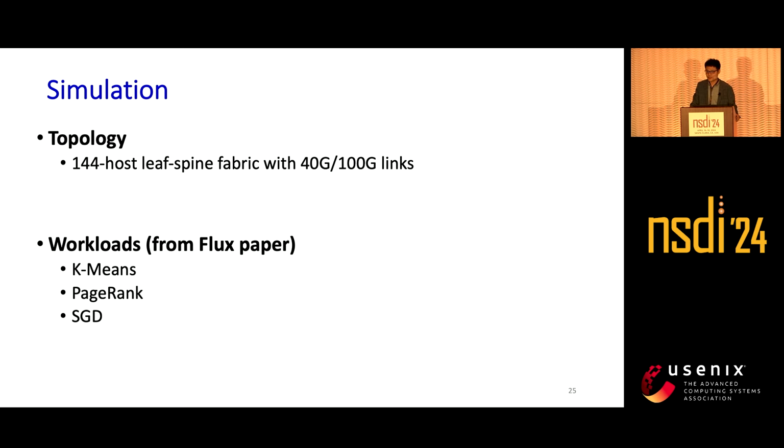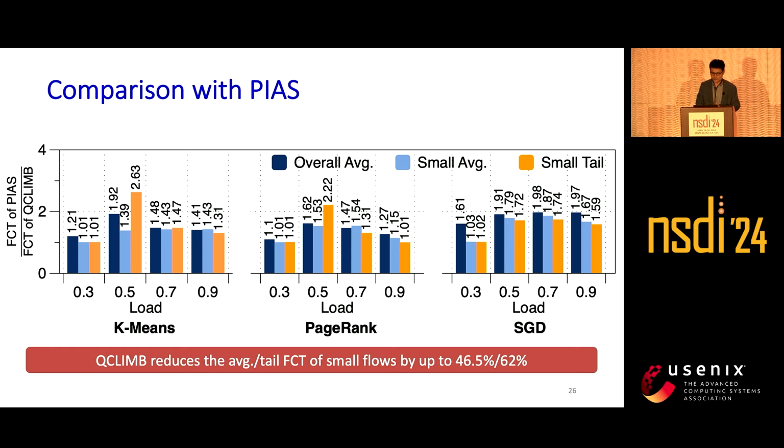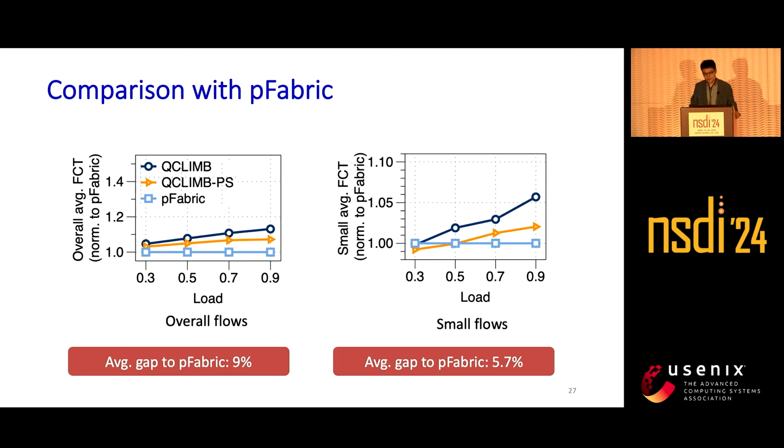We also did the simulation in 40 and 100 gigabit data centers. The setup of the simulation is very similar to the pFabric paper, and we again use the 3 workloads. In simulation, QCLIMB can also reduce the average and the tail FCT of the small flows by up to 46% and 62% respectively. We also compare QCLIMB with pFabric, and in this experiment, we let pFabric use the precise knowledge. But even in this case, we found that QCLIMB can deliver an average gap of 9% to pFabric for the overall average performance, and an average gap of 5.7% for the small average FCT.